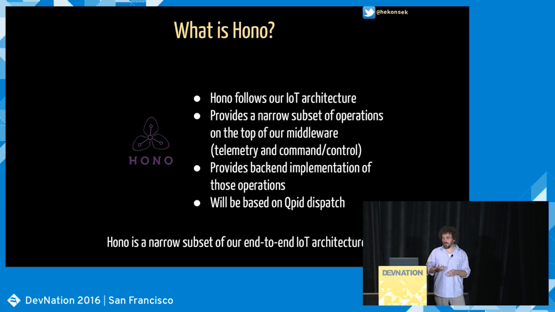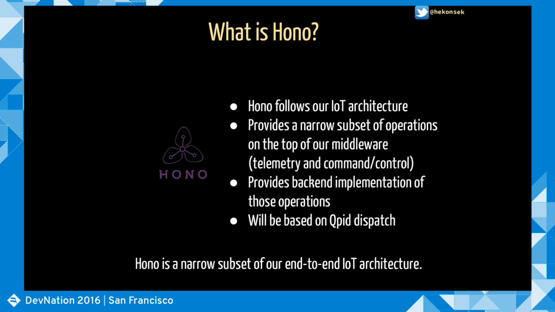The goal of Hono is to provide a subset of the messaging based on AMQP that is dedicated only to telemetry and only a very limited scope of device management. Its goal is to provide only those narrow functionalities, but at large scale, so that it can be used by big companies, for example, like Bosch.